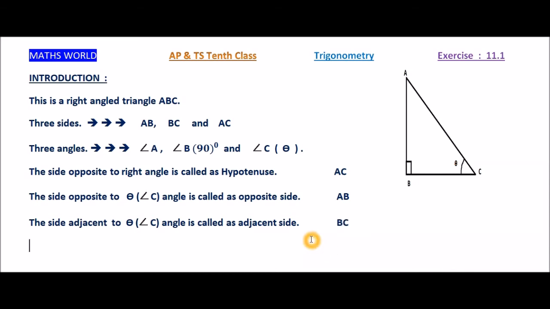And this is the most important in the total chapter. There are 3 sides. The side opposite to the right angle is called the hypotenuse. And coming to theta, the side opposite to theta, angle C, is called the opposite side. The side adjacent just means very side, beside. The side adjacent to angle C, theta, is called the adjacent side. So AB is the opposite side, BC is the adjacent side, and AC is the hypotenuse.